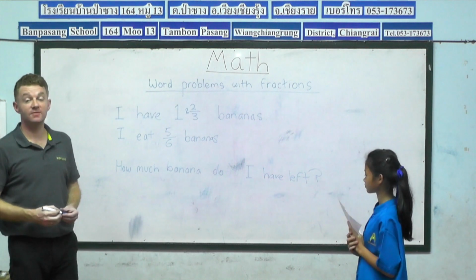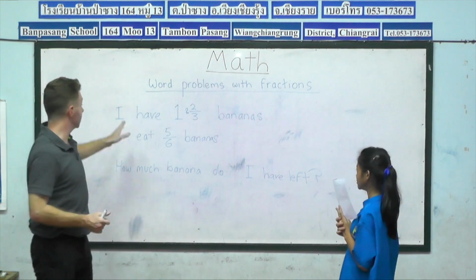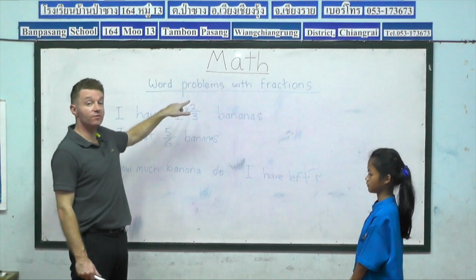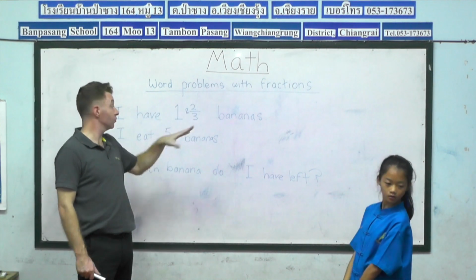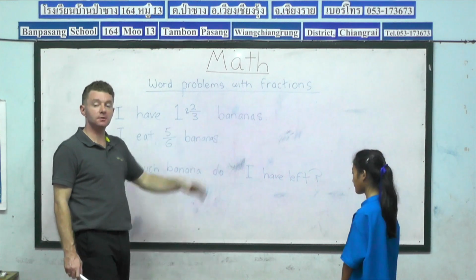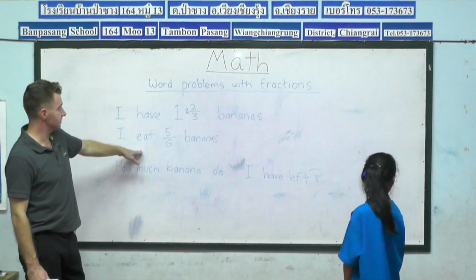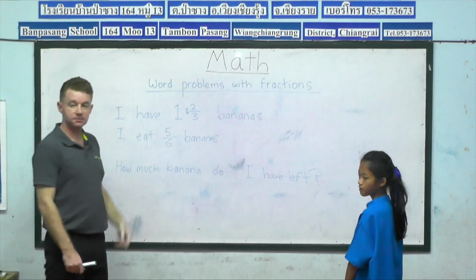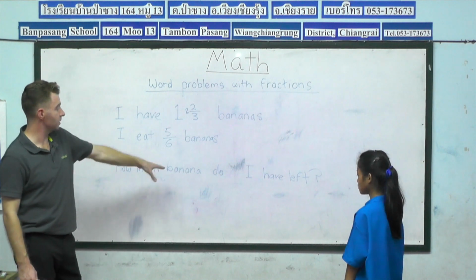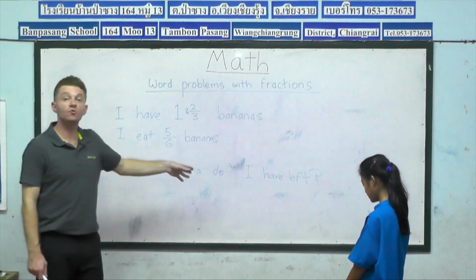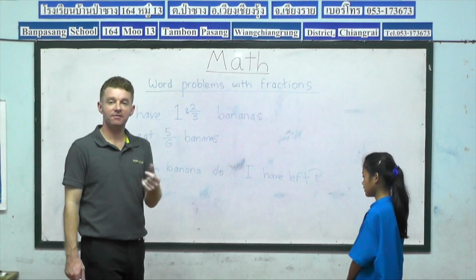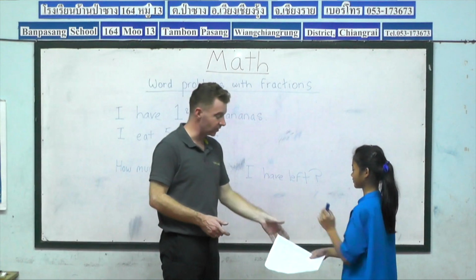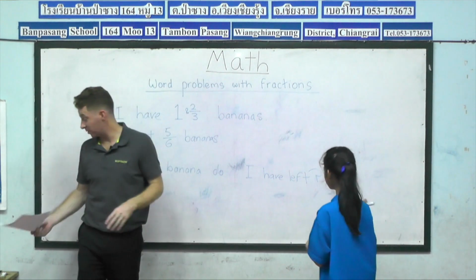Okay, so let's read Down's word problem together, guys. I have 1 and 2 over 3, or 2/3 bananas. I eat 5 over 6 bananas. How much banana do I have left? Okay, so Down, it's now over to you to demonstrate how to answer your word problem.